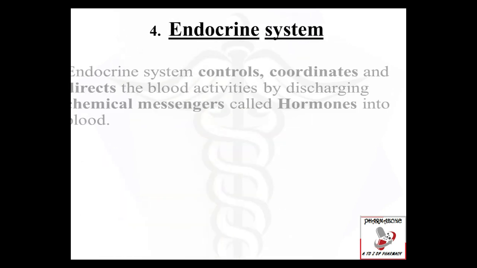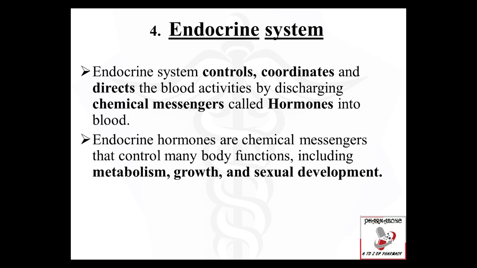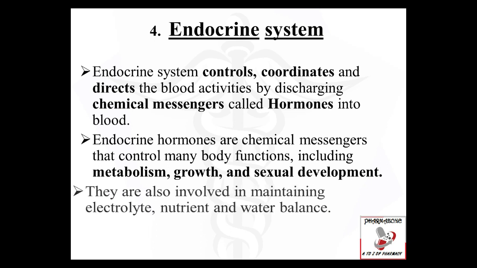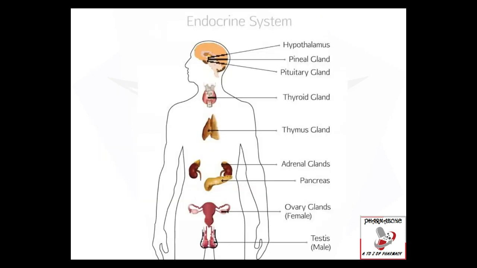The fourth organ system is the endocrine system. The endocrine system controls, coordinates and directs the body's activities by discharging chemical messengers called hormones into the blood. Endocrine hormones are chemical messengers that control many body functions, including metabolism, growth, and sexual development. They are also involved in maintaining electrolyte, nutrient, and water balance.